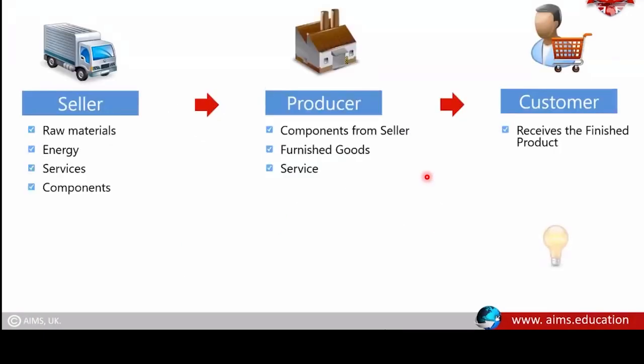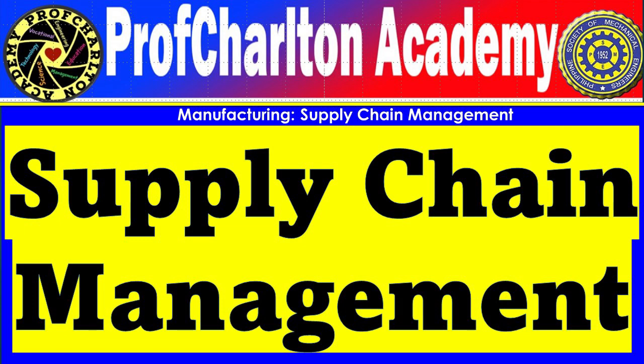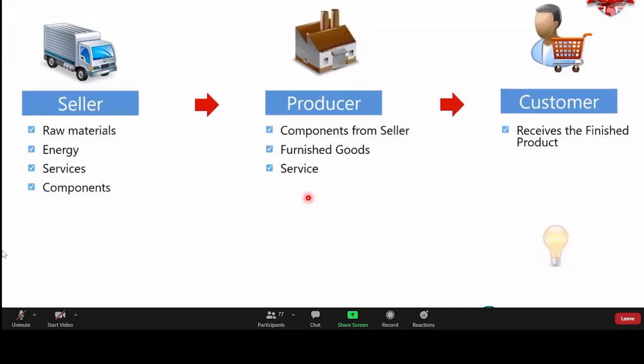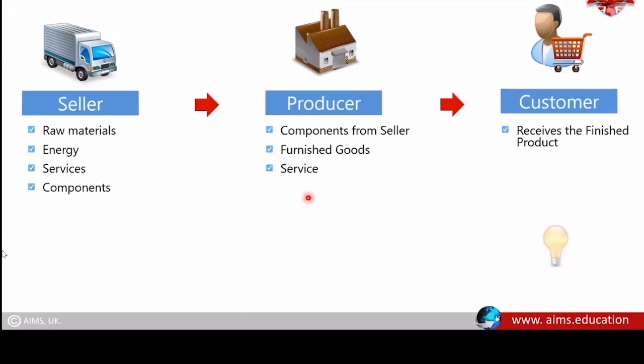Okay. So in terms of seller, here are the raw materials, energy, services, and components. These are the supplies that we need in order to manufacture a product. So in production, here are the components from the seller. This is the supply of raw materials and other items. Here also are the finished goods and services. Because in terms of supply chain management, and I think 5th-year IT also know it, supply chain management is not only a product, it's also a service.